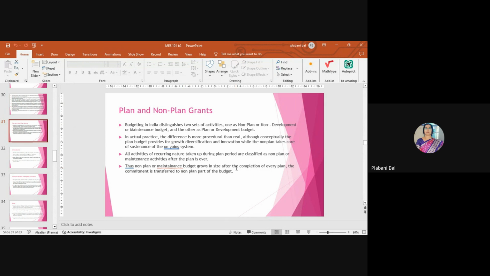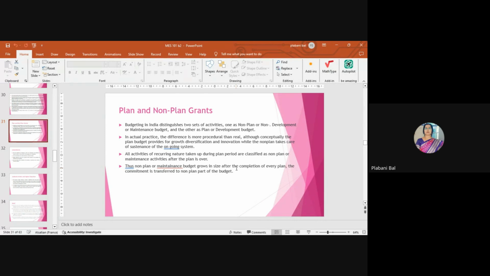So what is plan grant and what is non-plan grant? First of all, when a plan is made, a developmental plan is made or set, at that time some budget is placed for the developmental plan. And when that plan, that activity, is over, at that time the non-plan grant or non-plan budget comes into function. So these are the two sets of activities for budgeting purposes.